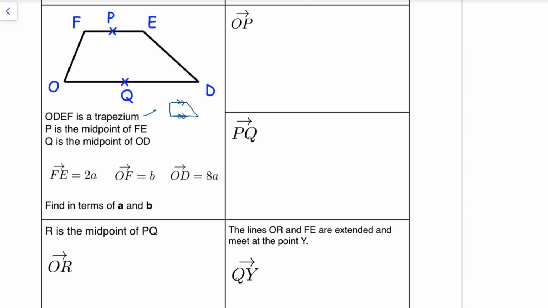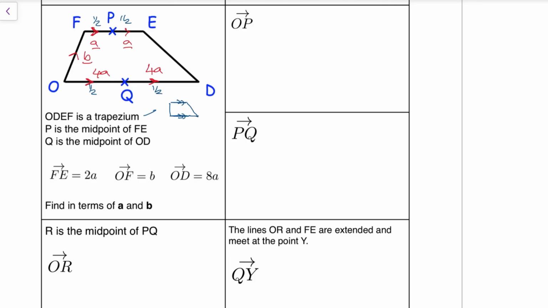P is the midpoint of FE. Okay, great. So I'm just going to write down a half, just so I can remember that. And Q is the midpoint of OD. So I'm also going to write down a half here, so I can remember that. And then it says F to E is 2a. Now, if this is half, it means F to P is a, and P to E is also a. O to F is b, so I can say this is b. And O to D is 8a, which means I know this is going to be 4a, and it must be some amount of a, mustn't it, because it's parallel to F to E, and that is also 4a because I know it's half the distance.